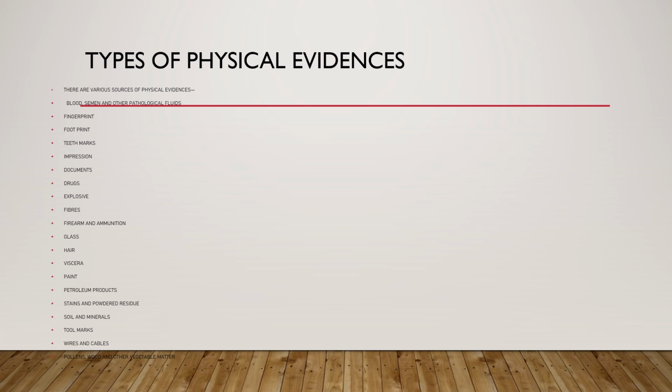Fibers or fabrics. Fibers are both natural and synthetic. They can be transferred from person to person, or can be found on any other objects that are lying at the place of crime, because fibers are very small threads, and after examination it will help to identify the particular requirement.